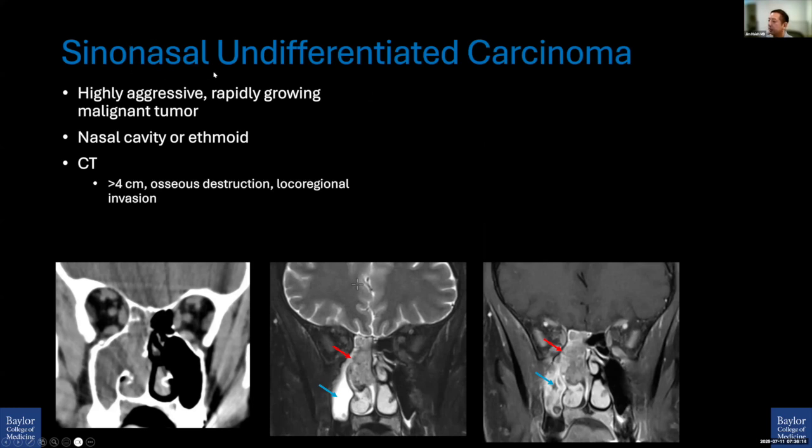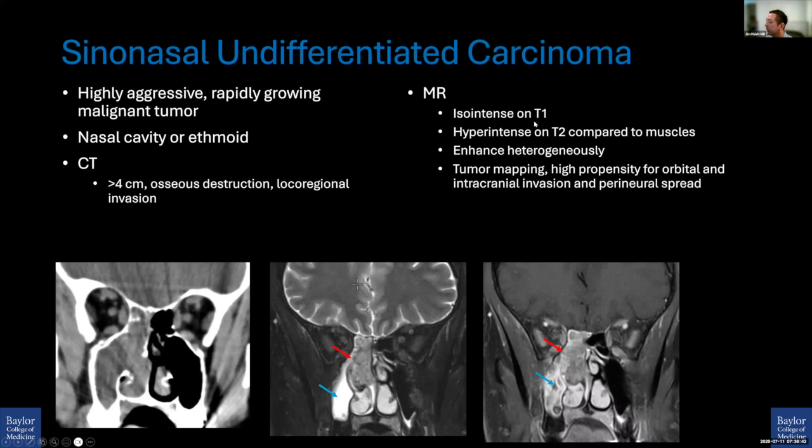Another neuroendocrine type sinonasal malignancy that you've probably heard of is sinonasal undifferentiated carcinoma, SNUC, a very highly aggressive, rapidly growing malignant tumor. If something looks very aggressive, I typically will include this in the differential. It arises in the nasal cavity or ethmoid region. On CT, greater than 4 centimeters, with osseous destruction and local regional invasion. On MRI, isointense on T1, hyperintense on T2 compared to the muscle, and enhances heterogeneously. And again, MRI is really good for tumor mapping, with high propensity for orbital and intracranial invasion and perineural spread.